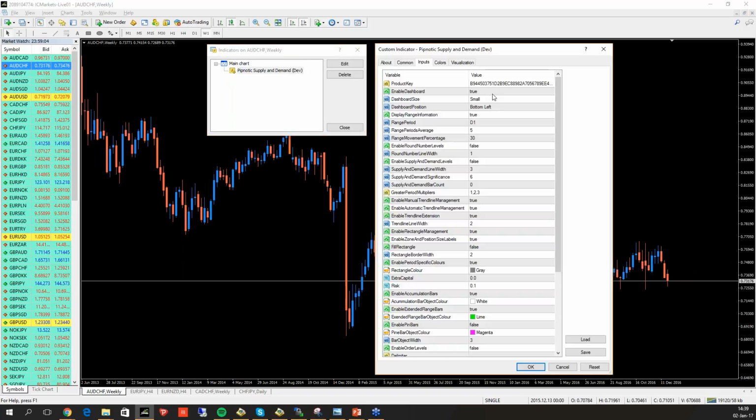You can also change the size and the colors and all that stuff, but the most important part of the functionality here is kind of in the middle of the configuration options. And we have these, the enable supply and demand levels. And when this is set to true, the indicator is going to look at this setting here, which is the greater period multipliers, and it's going to use these to tell it on what time frames to calculate supply and demand.